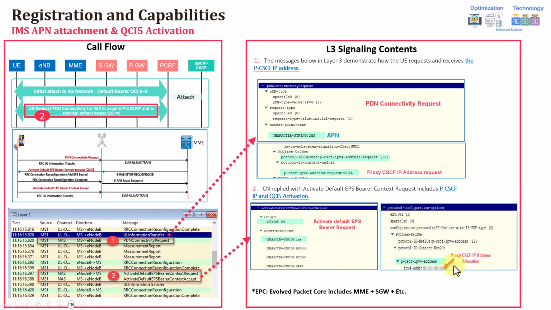So now the user is aware of the IP. He can start communicating with the IMS in general to start doing the registration to the IMS. So after that part, the user will start doing the registration, which will be our next part. We'll discuss the end-to-end call flow for the registration and also the signaling contents of the registration.